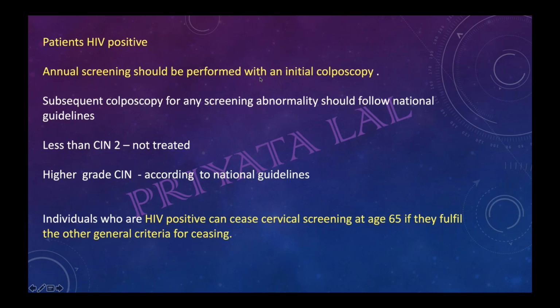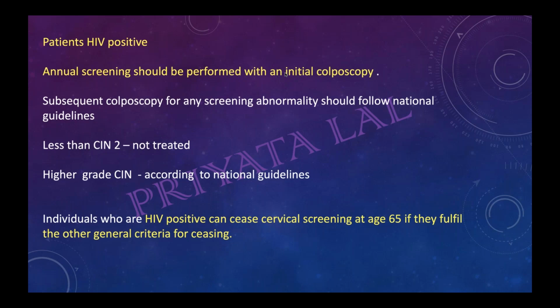In the previous guideline, what I remember, annual screening was there. So just remember only one line from this: when the patient comes HPV positive, you have to do initial colposcopy, and you have to put this patient on annual screening for cervical sample. Okay, so less than CIN 2 means include CIN 2 also and CIN 1? No, it is only CIN 1 only.